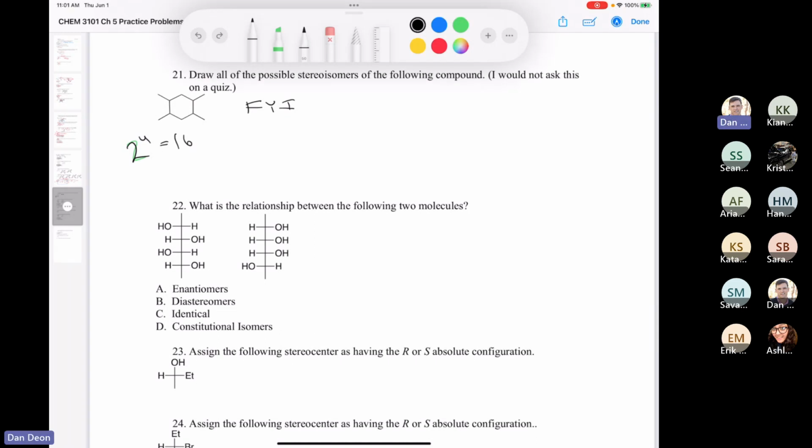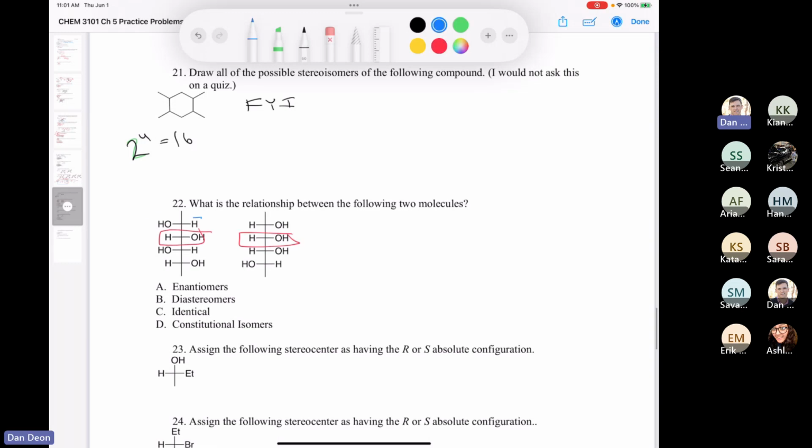The next one, you can see that some of the stereocenters are the same, and some of them are different. And so this would just be a pair of diastereomers, right? You can see that this one is the same, and that's the only one that's the same. All the other ones are different, right? This one's different. These two are different. So they must be diastereomers based off of that.